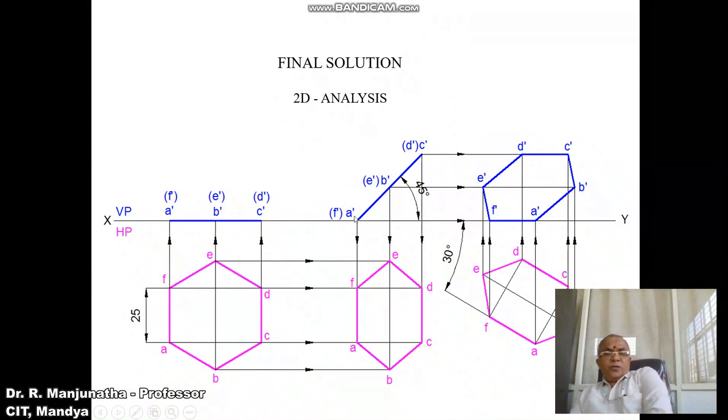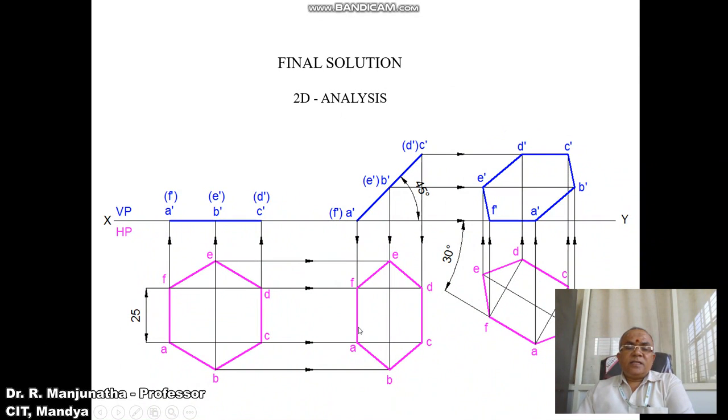The side which is resting on HP is A dash F dash, which is parallel to HP. So now it is in true length, and the inclination given is also true inclination. The side on which it rests makes an angle of 30 degrees with VP. So the inclination given is also true inclination. Therefore, this length is also, in the second position top view, the true length.